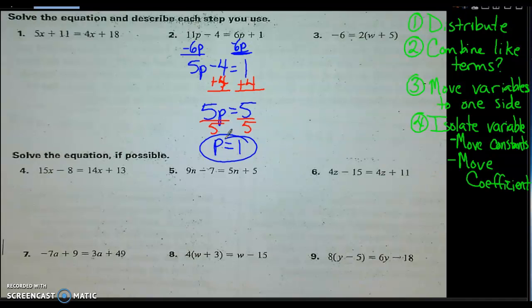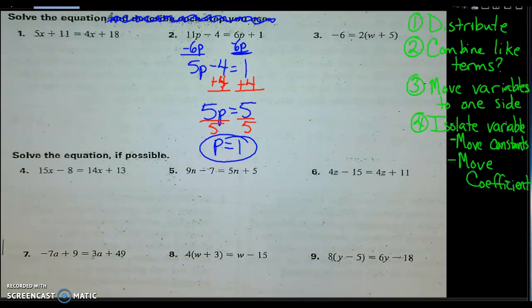Moving on down to the bottom, we're going to go ahead and go through these steps. Before I go through the bottom, just as a note up at the top, your directions say to describe each step you use. You don't have to do that. You can just solve the equation just like I did.